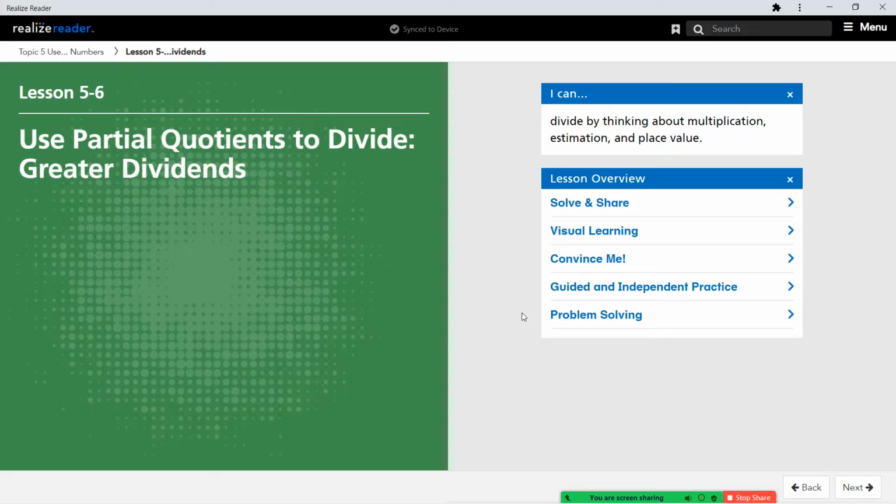In this lesson, we're going to continue using partial quotients to divide, except now we're going to be working with greater dividends. So that means we're starting with a greater whole number, and we're going to use the strategies that we learned to break numbers apart before we are able to do our division. Let's go ahead and watch our short lesson video first, and then we're going to get started.